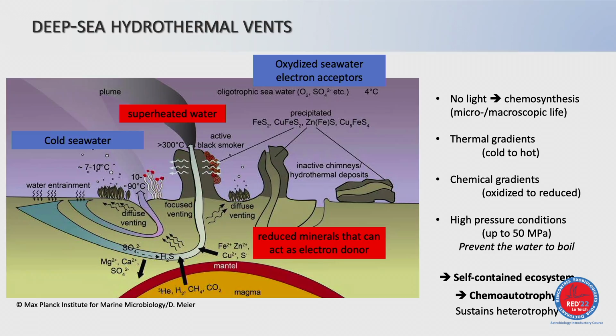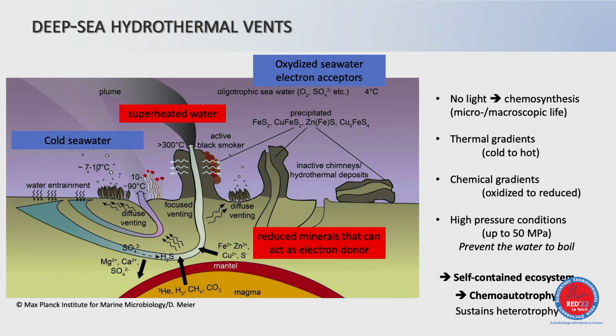So how does the deep sea vent form? The cold seawater percolates through the ocean crust, and in contact with magma it is going to be really hot. It's going to go through different rocks, and it's going to be charged with reduced minerals. When it goes out into the cold deep sea water, the fluid is super hot and charged with reduced minerals, in comparison with the cold deep sea water, which is oxidized water.